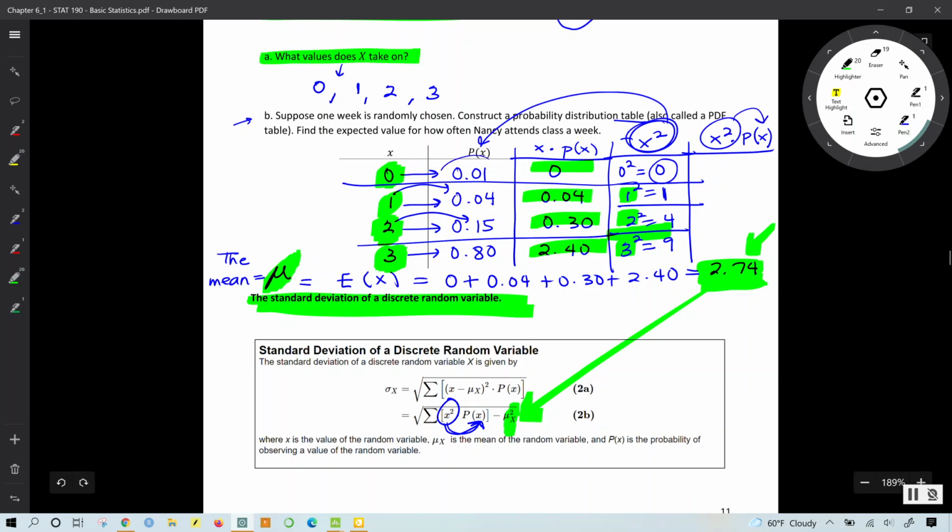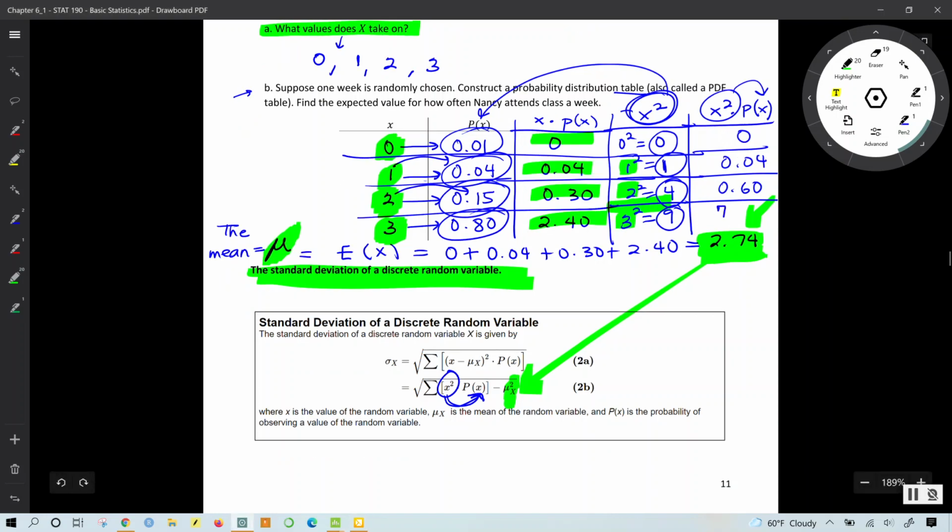So that will be 0 times 0.01, that is 0. And then 1 multiplied by 0.04, that is still 0.04. However, 4 times 0.15 is 0.60. Then 9 multiplied by 0.80, that is 7.20. So, as it stands at this point in time, what we want to do next is this summation, which means to sum all of the answers we got for x squared times p of x. That is, we should sum up all the numbers in the last column.